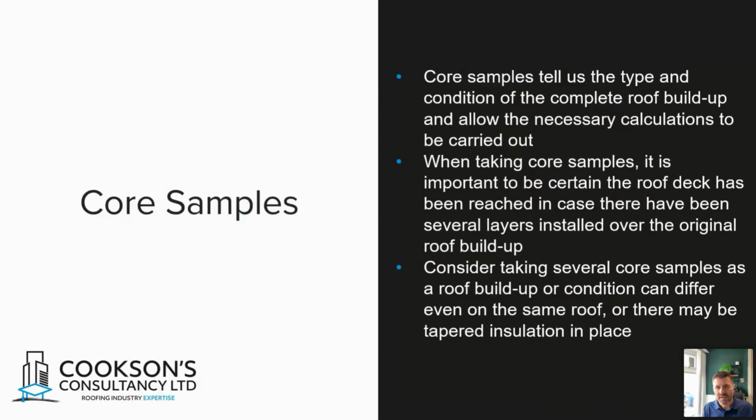Okay, so core samples. I'm going to go into a few live examples here of core sampling, the kind of decks that we see, the kind of insulation that we see, and the purpose of core samples. They tell us the type and condition of the complete roof build-up. For me, they are essential when it comes to conducting a roof survey, especially if you want a thorough roof survey where we're putting together the recommendations at the end of it. We need to know the thickness of the insulation so that if we're overlaying more than 50% of that roof, we're complying with building regulations to say whether it needs a thermal upgrade or not.